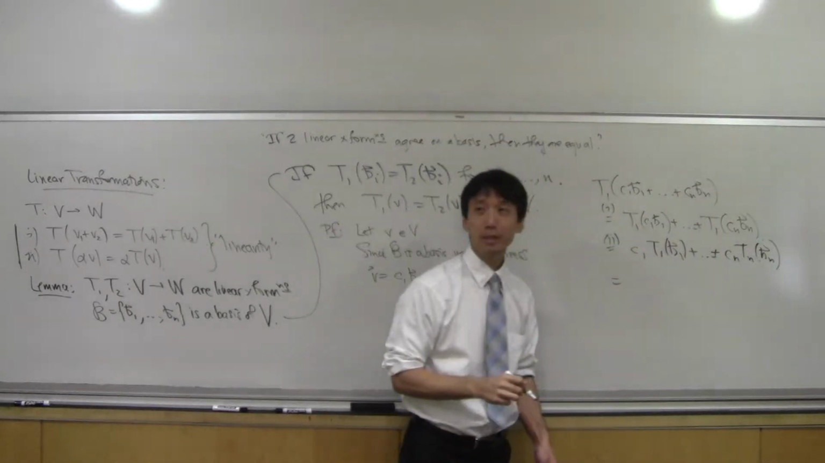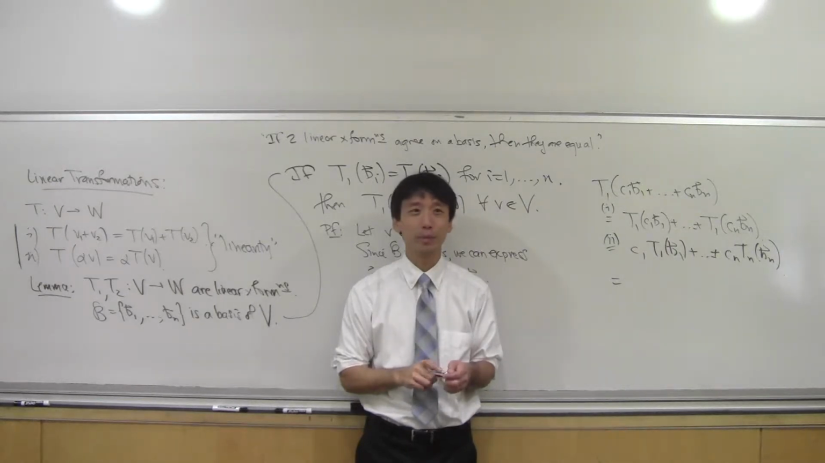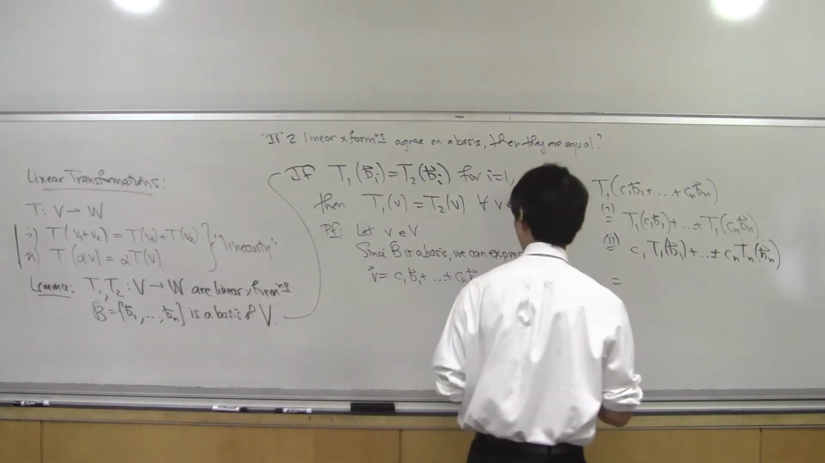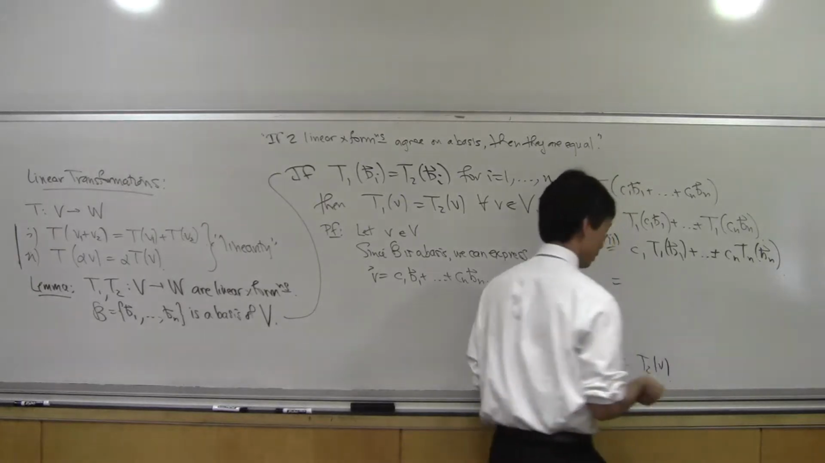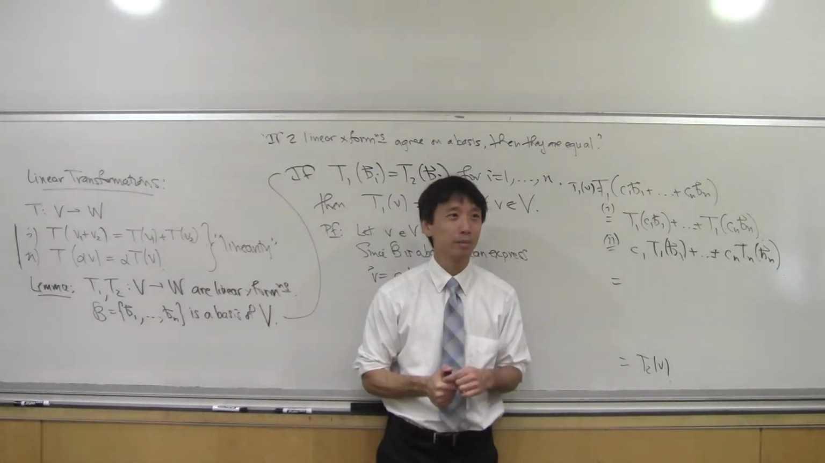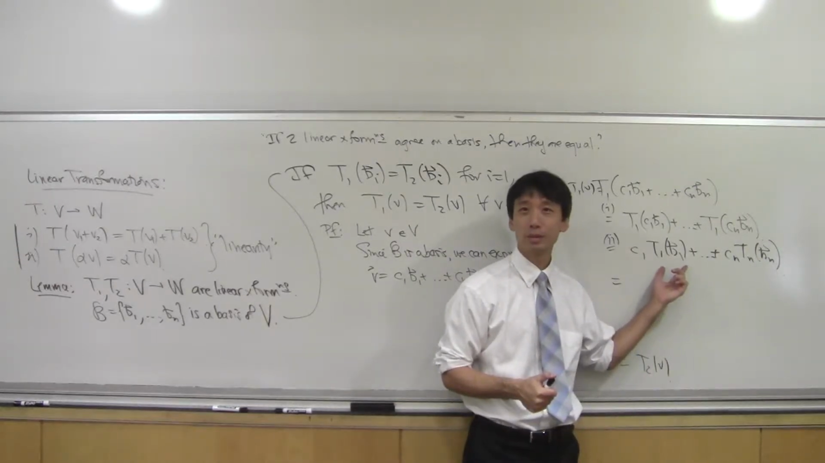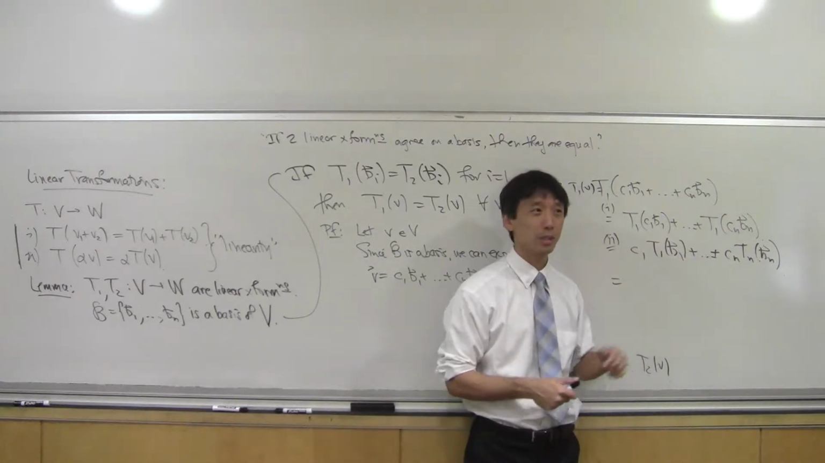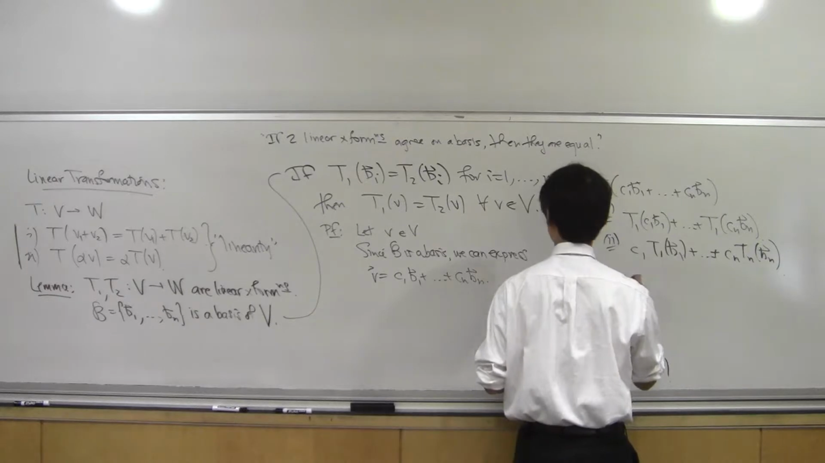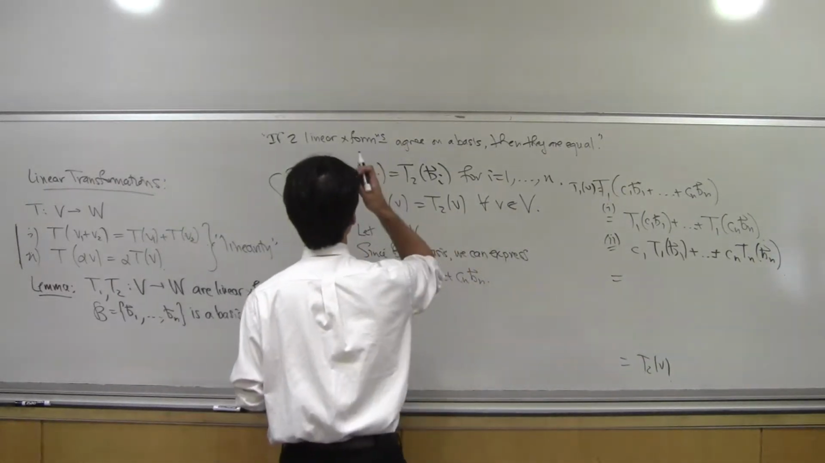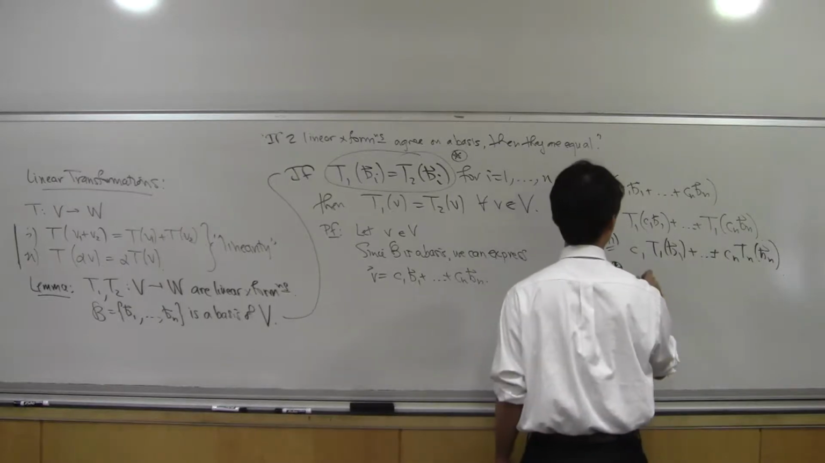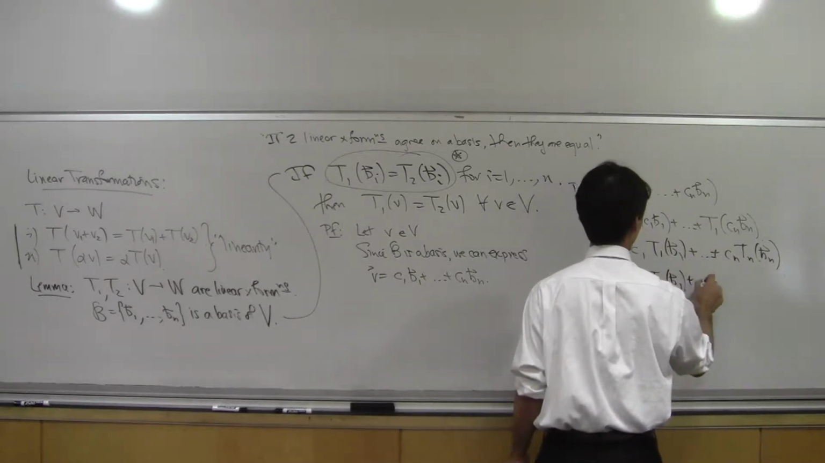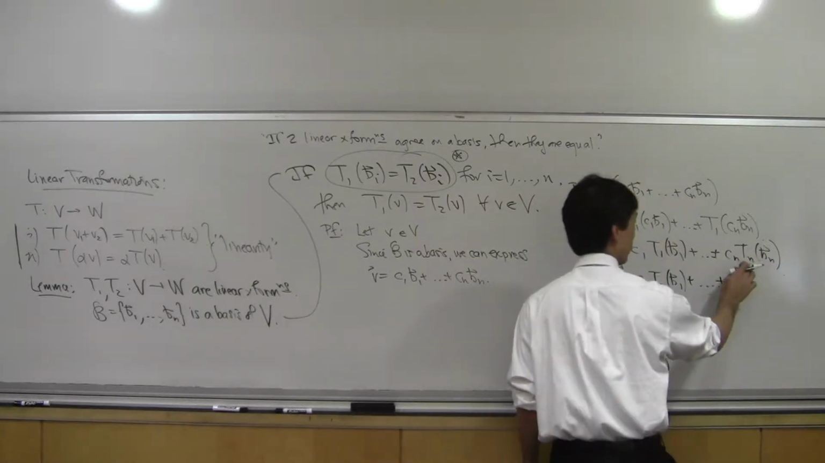And then where do we go from there? Remember what we're heading for. We're trying to show that T1 v equals T2 v. So at some point we better get T2 in there. We can do it because T1 B1 is T2 B1, by hypothesis. Let's call this property star. So by star, this is the same thing as c1 T2 B1 plus cn T2 Bn.